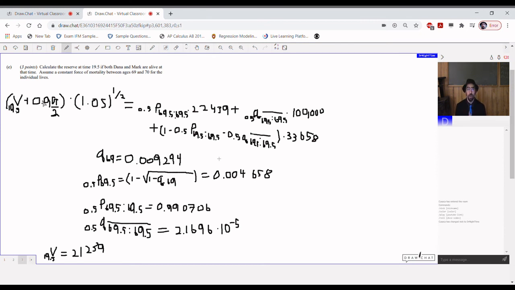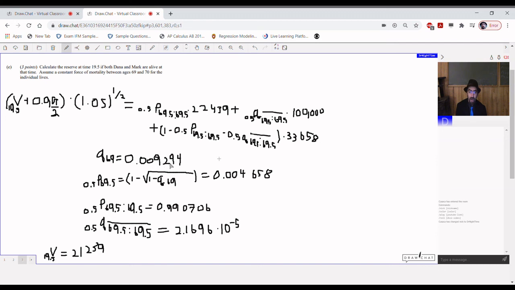Because you obviously don't pay the full premium both halves of the year. You only pay half the premium each half of the year. Times 1.05 to the 1/2 equals the probability that both are alive times the corresponding policy value at time 20, plus the probability that both are dead. If both are dead, then that means you have to pay out the 100,000. And plus 1 minus probability both are alive minus probability both are dead. There we go. That's the probability that one is alive times the policy value for one being alive.